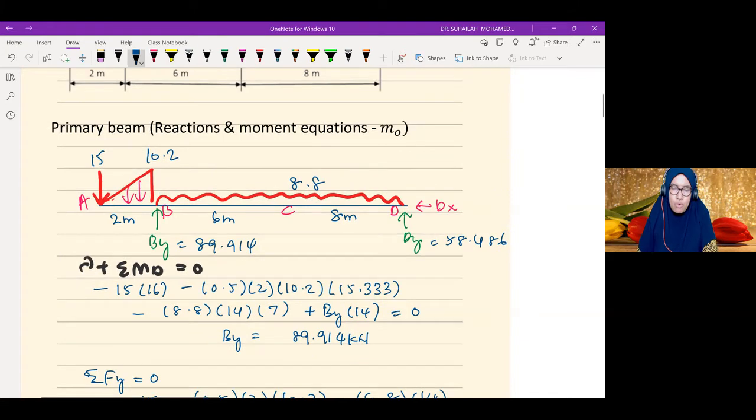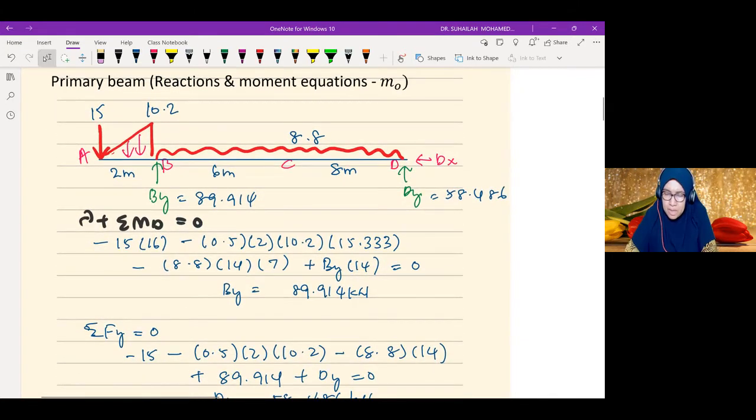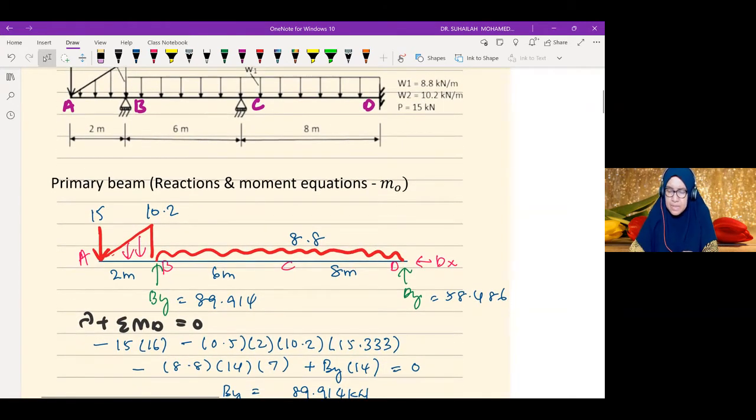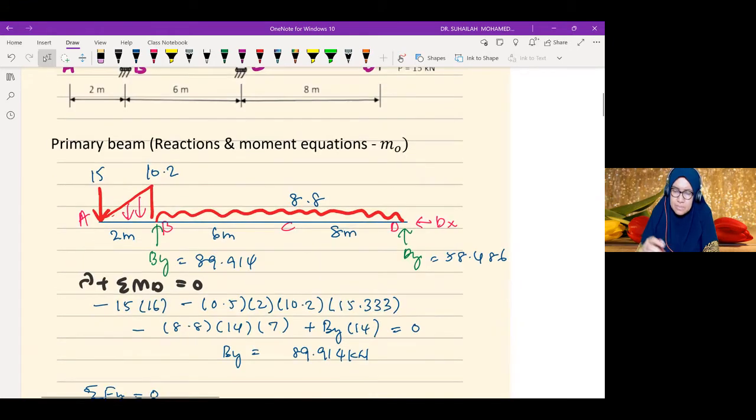Now we move to the moment equation. How many cutting sections do we have? We have 3 cutting sections because we have C here. So we have cutting sections for AB, for BC, and for CD.